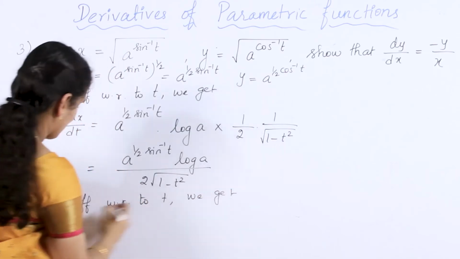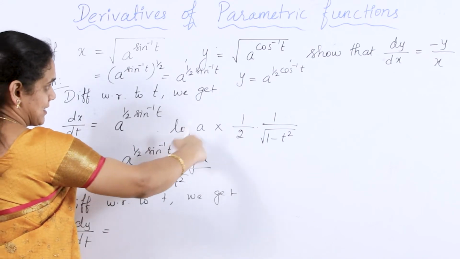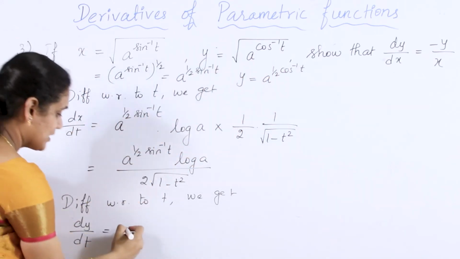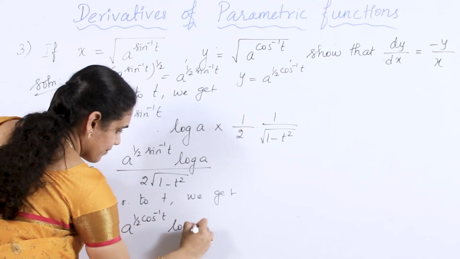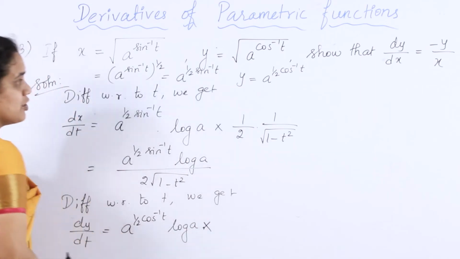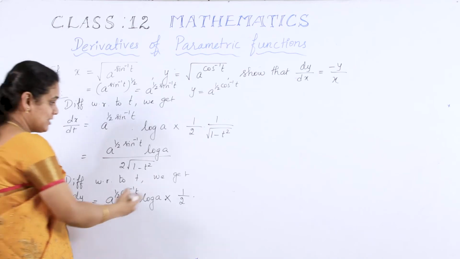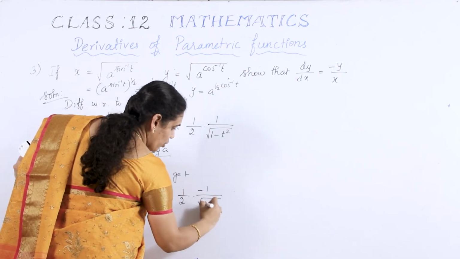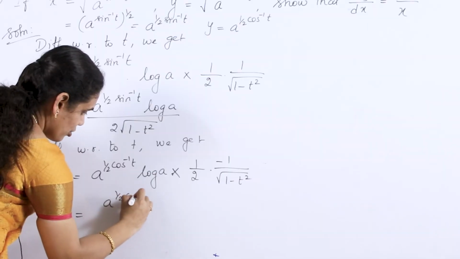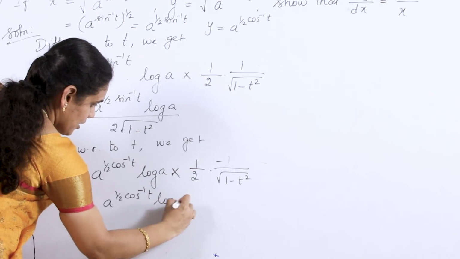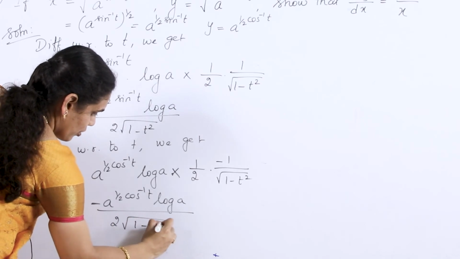We get dy by dt is equal to, same formula we apply like this. So derivative of a to the power x is a to the power x log a into, then we differentiate the power. The power is 1 by 2. Then derivative of cos inverse of t is minus 1 by root over 1 minus t square. Okay, so let's write it, arrange the terms. Half cos inverse of t log a divided by 2 times minus 1 by root over 1 minus t square.